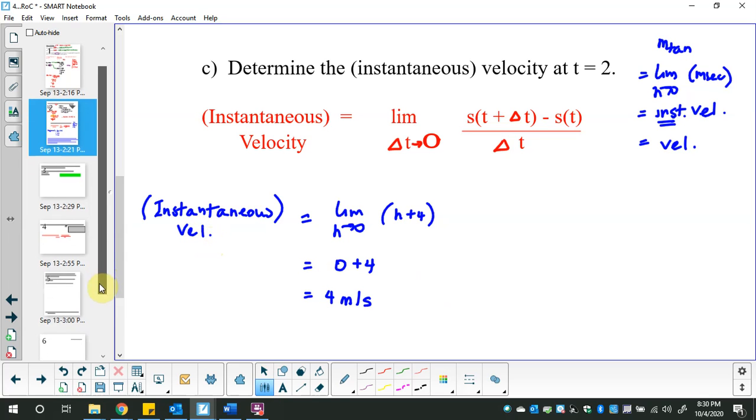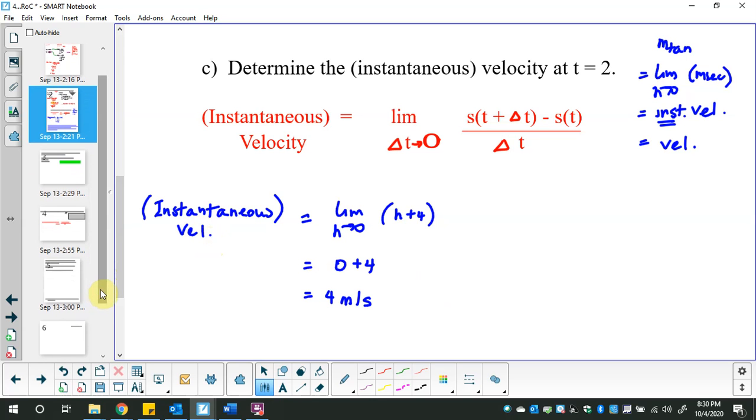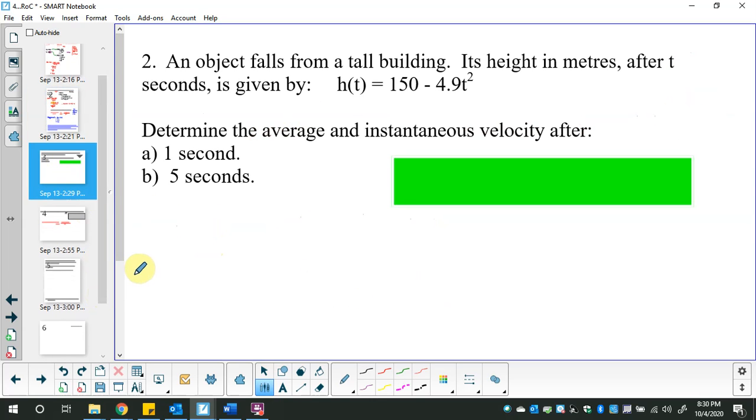All right, second question. I think there's 3, but I'm not 100% sure. Yes, there is. I will uncover this box in a second. So here is the question. It says an object falls from a tall building. Its height in meters after t seconds is given by h of t equals 150 minus 4.9 t squared. And I hope that you guys in physics are recognizing one of the numbers in here. It says determine the average and instantaneous velocity after 1 second and also after 5 seconds.